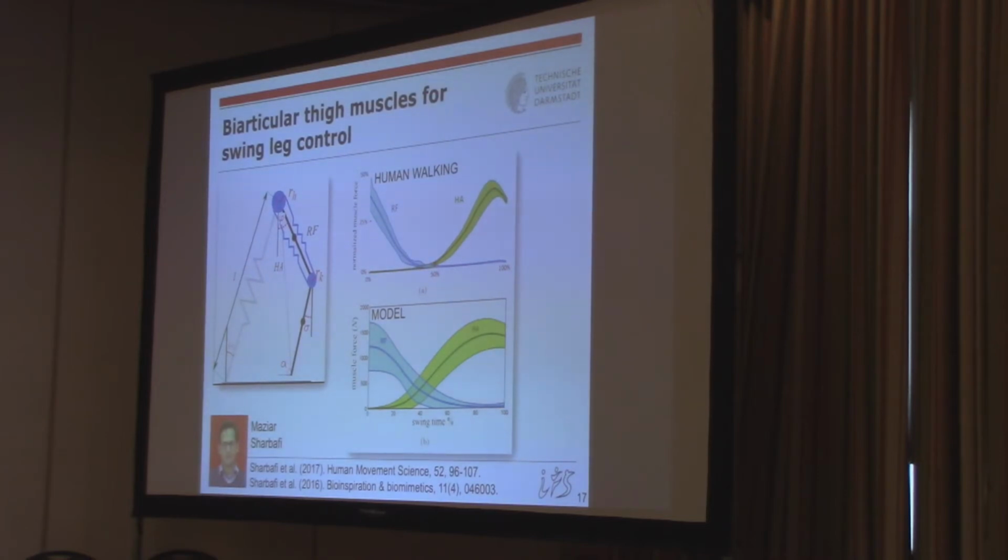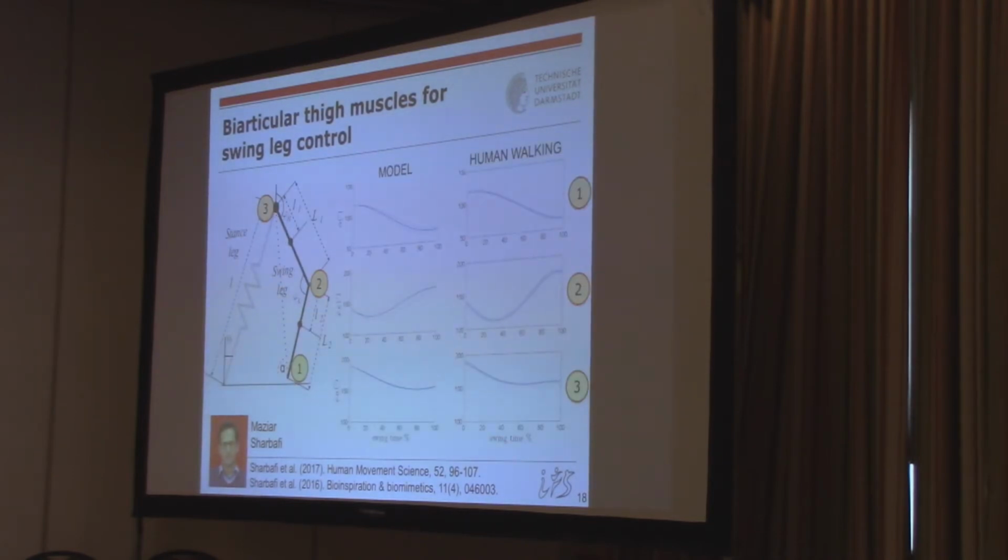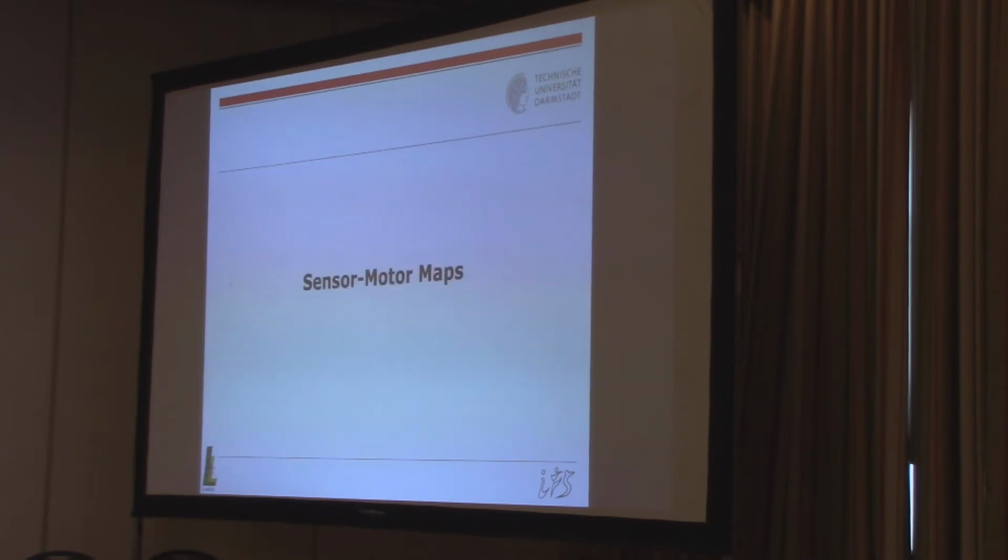We preset the rest length of this spring, and with that, we could mimic the muscle force behavior, and here you can see the kinematic behavior. These angles, alpha, phi, K, which is the knee angle and hip angle. You can see it on the right side, the human data, and on the left side, the model prediction. So from here, I switch to the second topic, which is the sensory motor map.